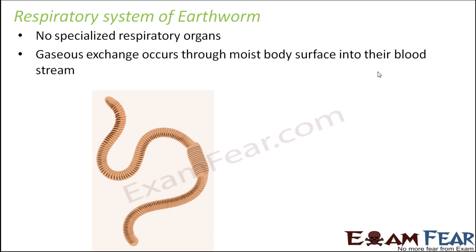Now the question is by what process this exchange occurs. This happens through the process of diffusion. Another important thing to note here is how the earthworm keeps its body surface moist. The body surface is moist due to the mucus or body fluid. They keep on secreting some mucus, some slimy substance which has some water content, and that keeps the body surface wet.